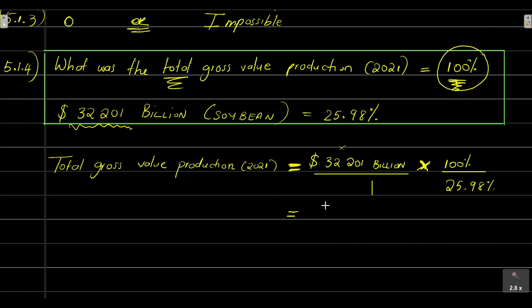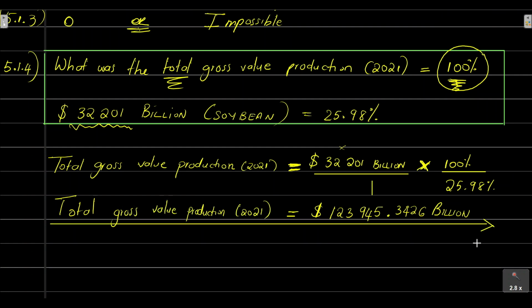If you punch that into your calculator, you will get 123,945.3426 billion US dollars. So I'm going to write the US dollars. That is actually what the total gross value of production was for 2021. Do you see now?